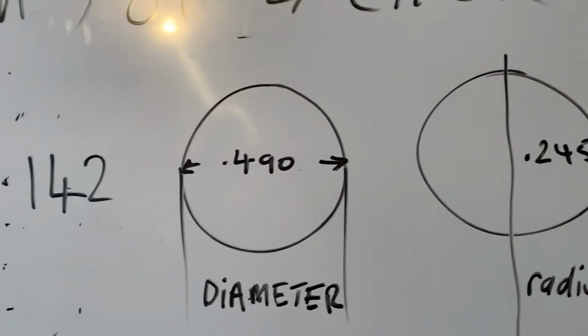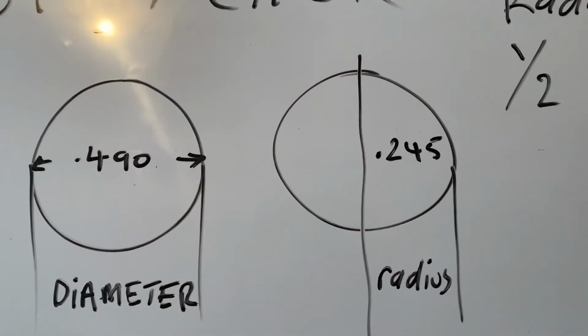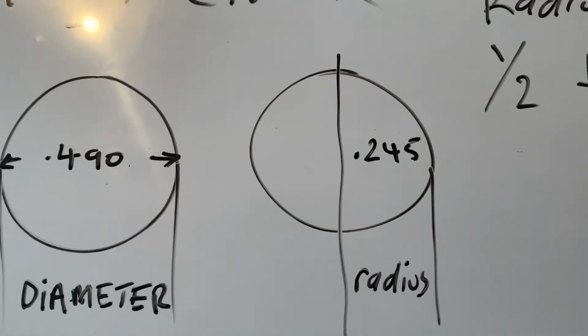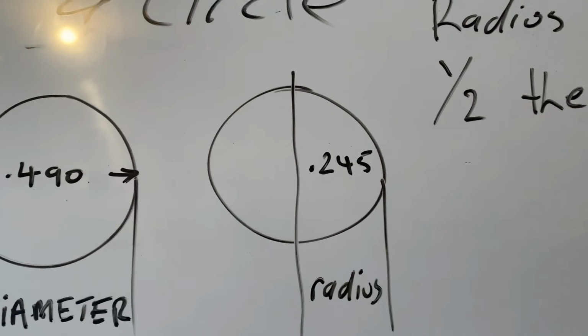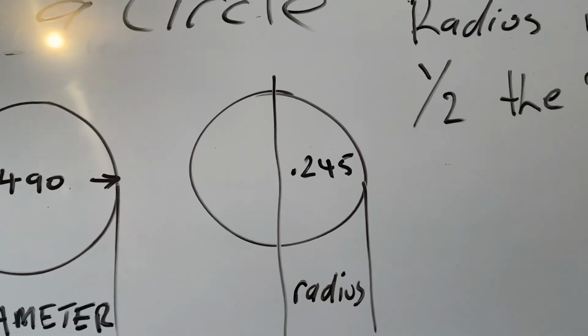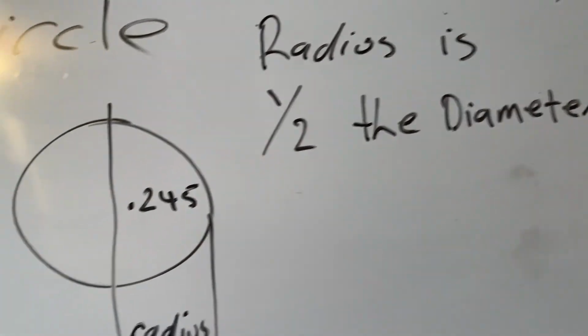So in this case, the full diameter is 490, the radius 245. That's 490 millimeters because the point is in front of the number. The radius is 245 millimeters because the point is in front of the number. So radius is half the diameter.